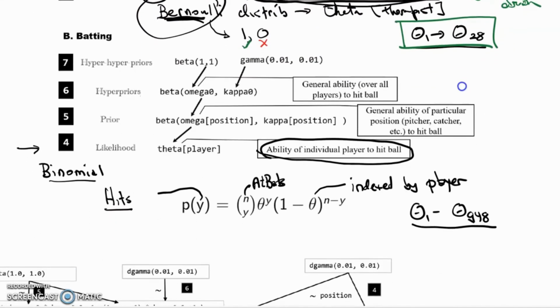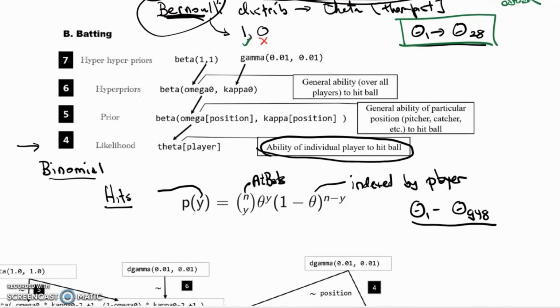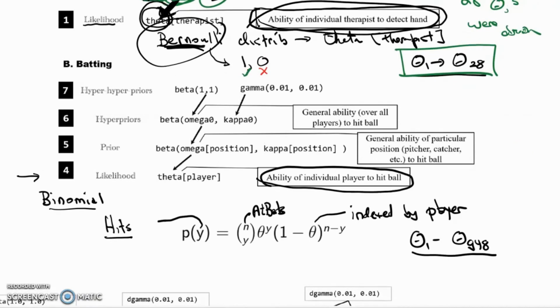And recall earlier on this idea that a Bernoulli and a binomial are not really that different, because you can think of a Bernoulli as being a binomial with n equal to 1, or you could think of a binomial as being n independent Bernoulli trials. So that was our likelihood function. Now we need to have a prior for theta.